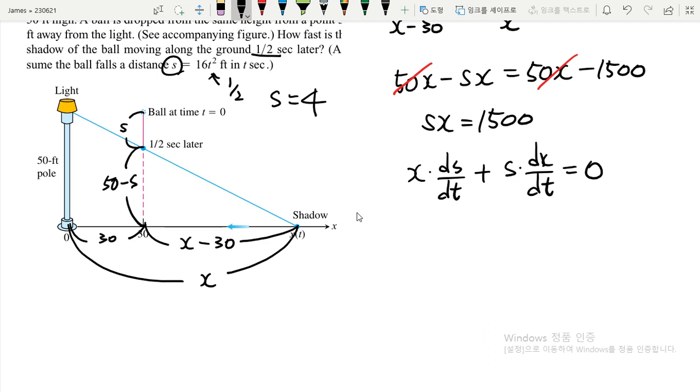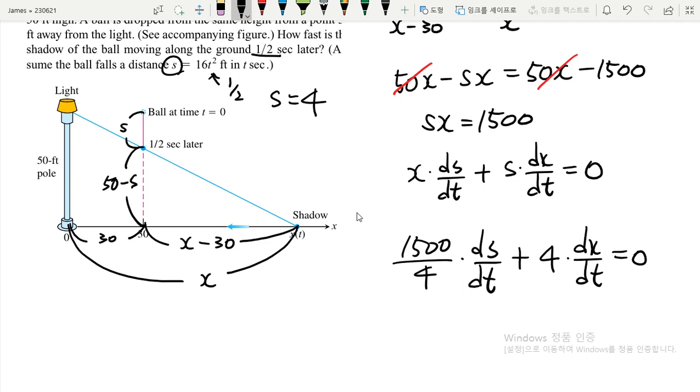So s is 4. And then we can differentiate the free fall equation. So that means ds over dt is, can you differentiate this one? 16 times t squared, what's the derivative of 16 times t squared? Yeah, 32t. And because t is 1/2 at the moment, ds over dt is 16. So when this is 16, that's 4.